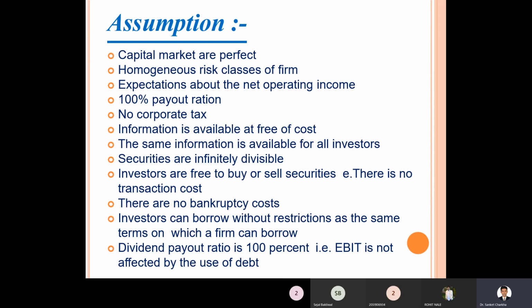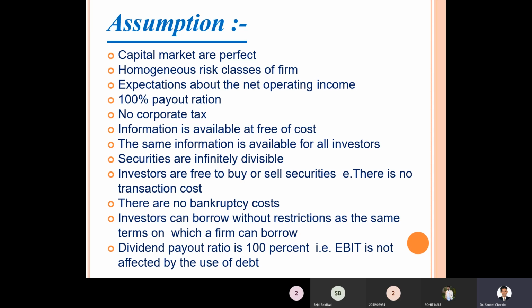Now, the assumptions with respect to the Modigliani and Miller approach. Capital markets are perfect. So with respect to the capital market situation, the Modigliani Miller position takes into consideration that the capital market is perfectly competitive and all market situations are stable. Homogeneous risk classes of firms. So there is proper homogeneity between the risk classes of the firm with respect to equity and debt financing.